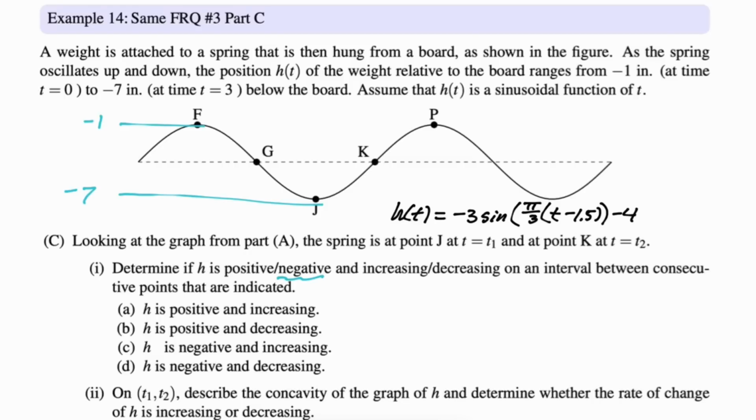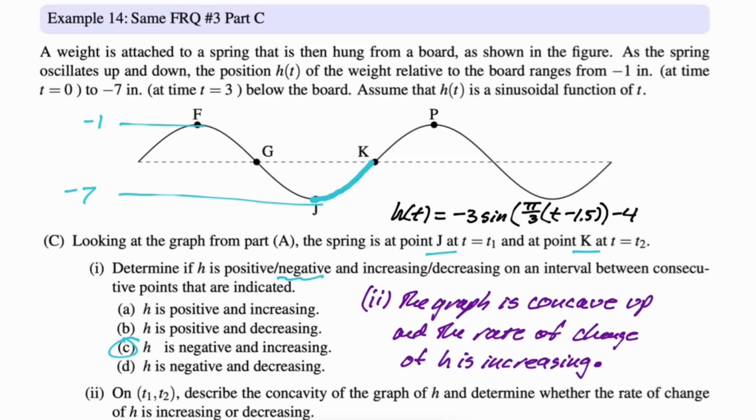So we're going from the point J to the point K. That means we're on this little part here. So that's definitely increasing. So negative and increasing. We circle C, or maybe you write down h is negative and increasing. That's our answer for sure. And then we need to describe the concavity. Well, on that interval, we are definitely concave up. And if we write concave up, we have to say the rate of change is increasing. So there you go. The graph is concave up. The rate of change is increasing.